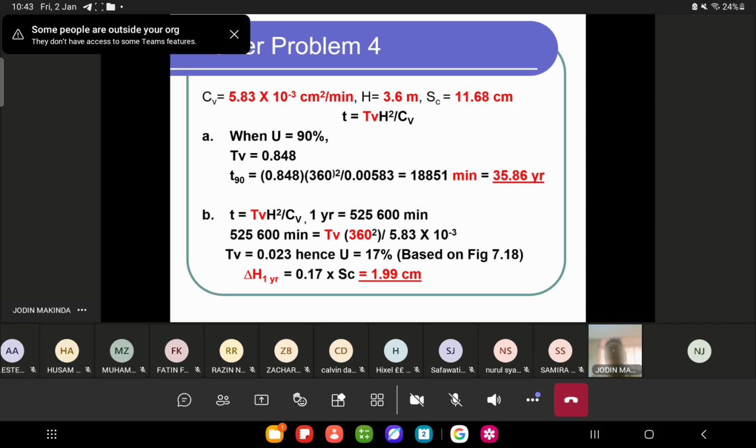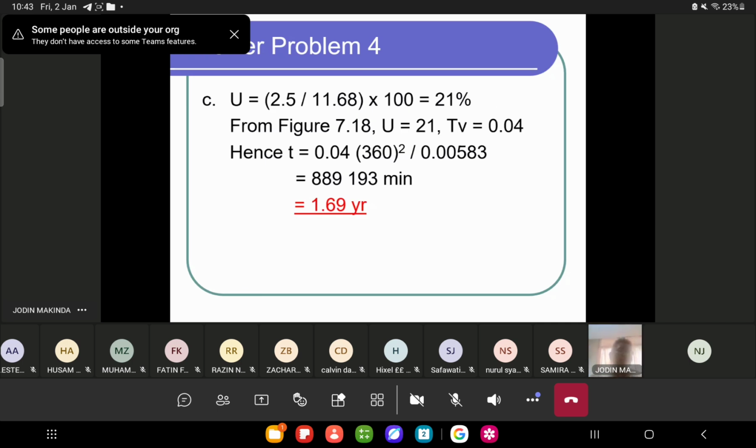Because CV adalah minit. Dan H adalah 360 cm. Kenapa bukan 3.6 meter? Karena CV adalah cm square. Therefore, you can find that the settlement at 1 year is 1.99 cm. So consistent with your unit. If you are not consistent, you are done.